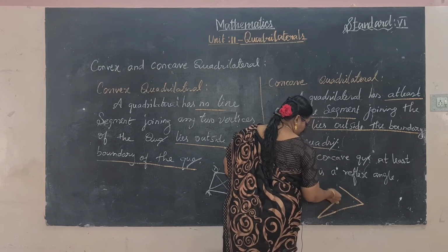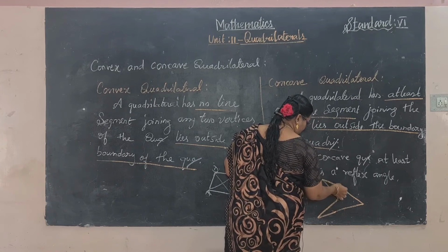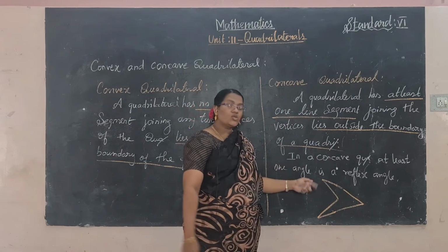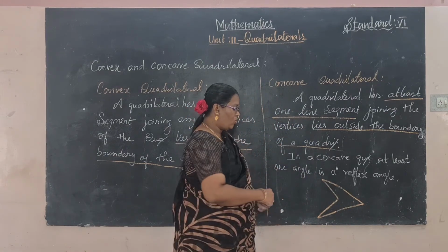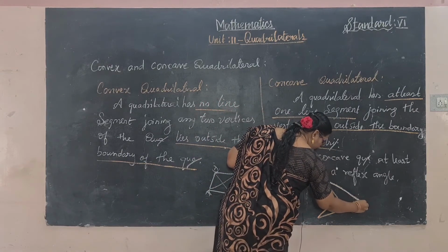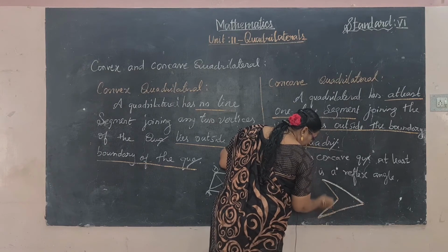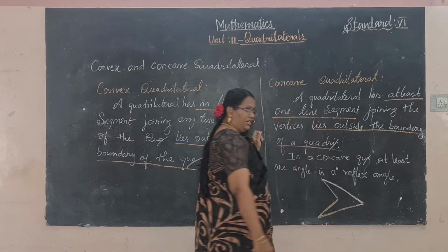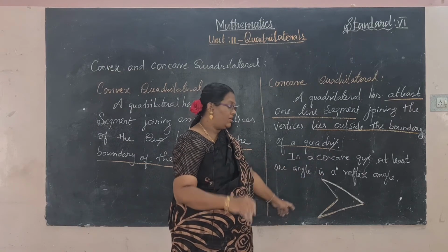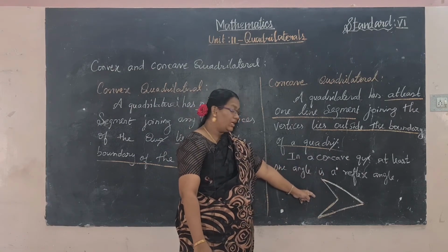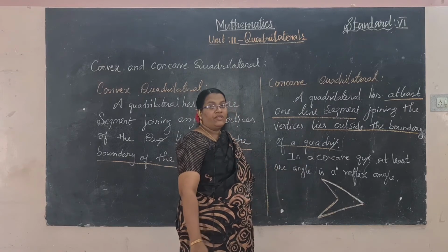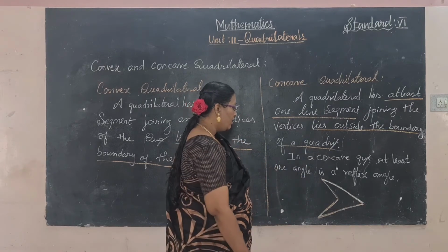Is this a quadrilateral or not? Yes, it is a quadrilateral. Why? Here, how many sides are there? 1, 2, 3, 4. So a quadrilateral means a closed figure bounded by 4 line segments. So it's a closed figure. It has 4 line segments. So it's also a quadrilateral. Okay.